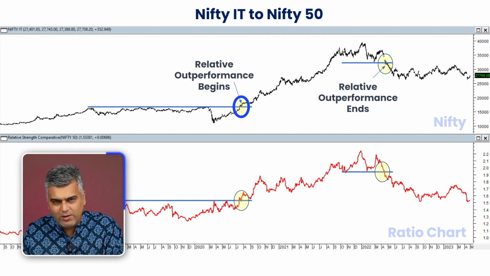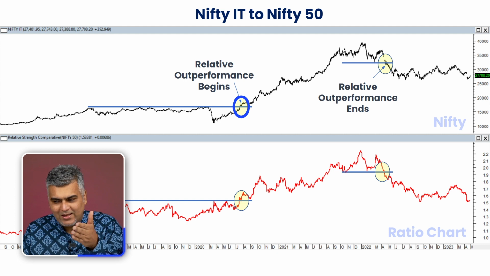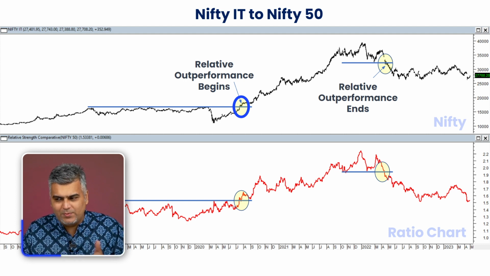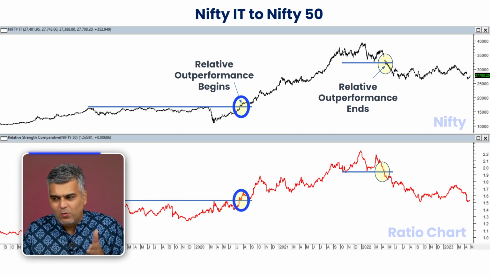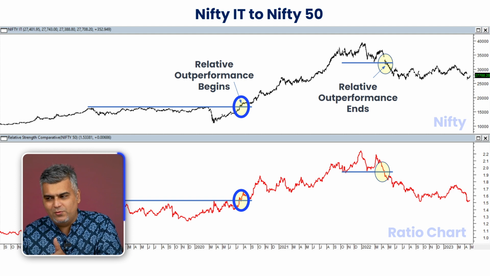Now, when you go here, what happens? When you look at the ratio chart also, something interesting is happening. Between 2018 to 2020, the Nifty IT ratio to the Nifty never made a new high. So this was the time where the outperformance cycle also starts kicking in. What happens between 2020 to 2021?